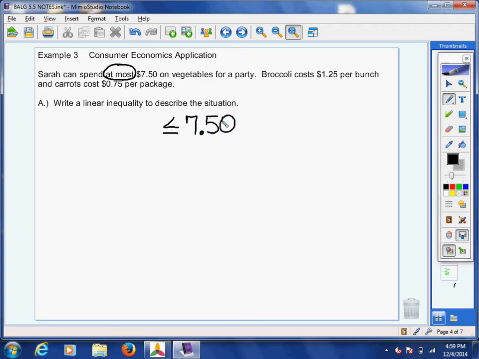$7.50. Now it can be equal to $7.50. If she's got $7.50 in her pocket, she can spend all $7.50 in her pocket. But she can't spend over that, so that's why it's got to be less than or equal to. All right, good job. Now let's talk about broccoli.